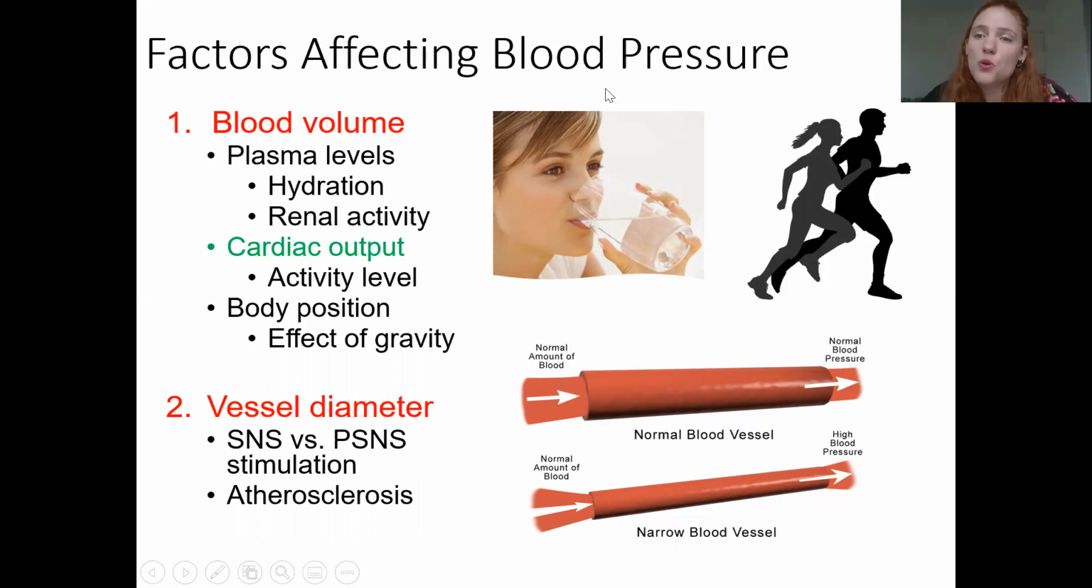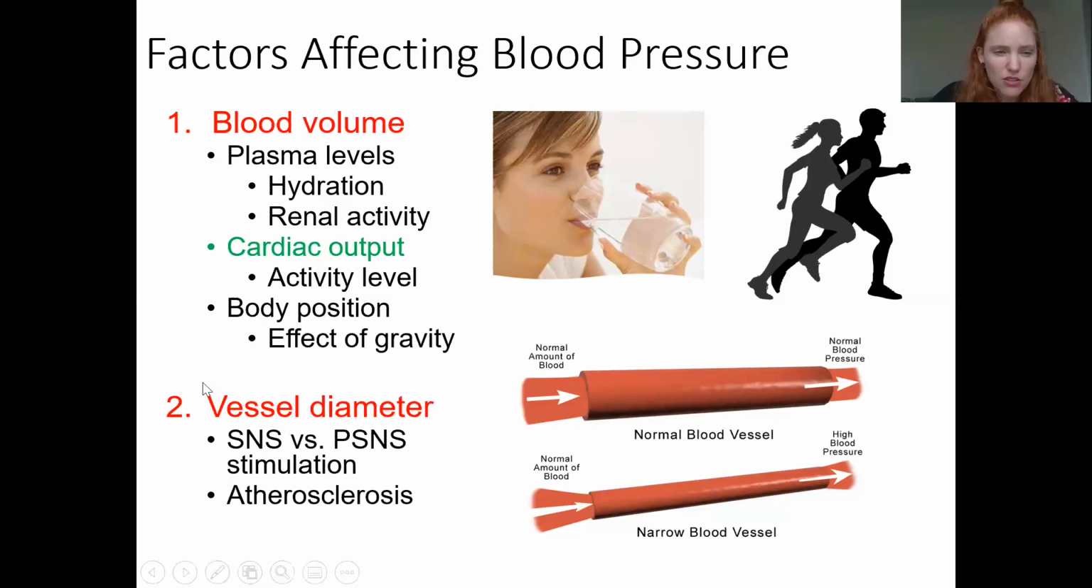Within those two main factors, you have some smaller sub-factors. That could be just the amount of hydration. If you're very dehydrated, you would have less plasma. Less plasma means lower blood volume, and lower blood volume means lower blood pressure. So it could simply be the amount of plasma in the blood. Another thing that affects the volume of the blood is the cardiac output. The cardiac output is basically the volume of blood that is pumped out of the heart per minute. We're going to come back to that.